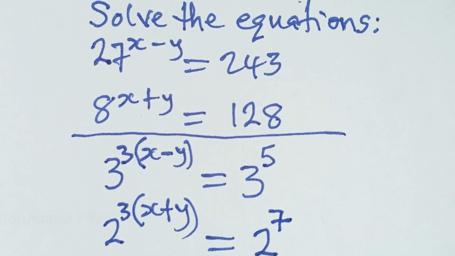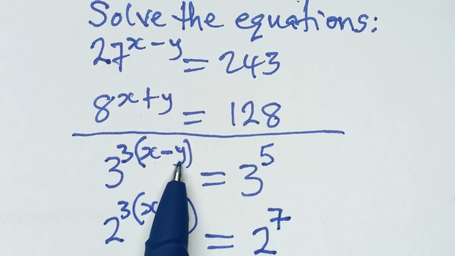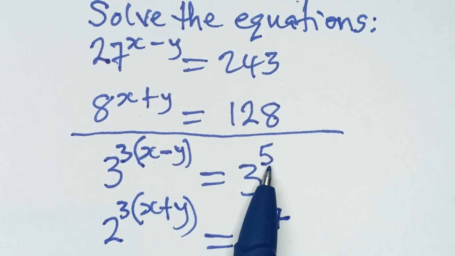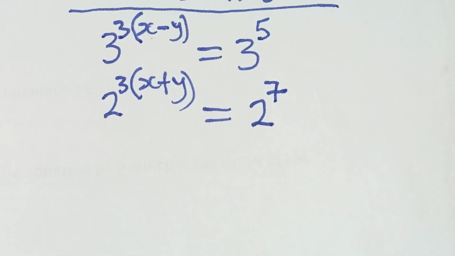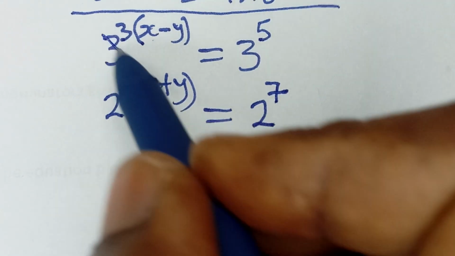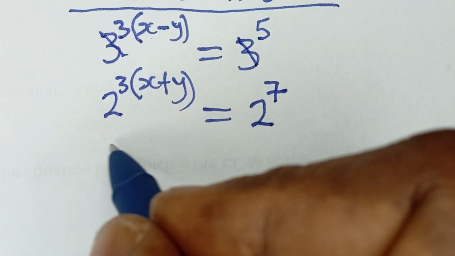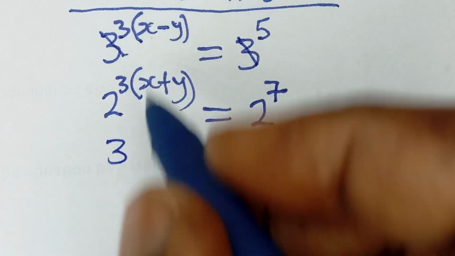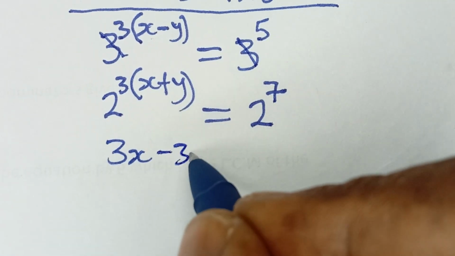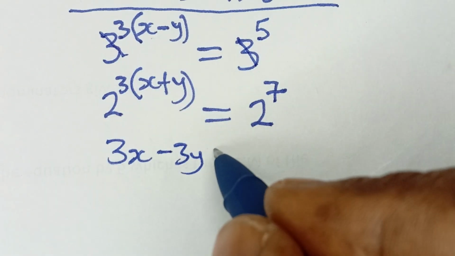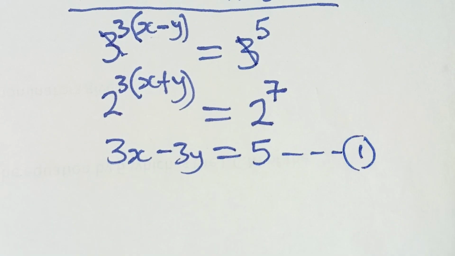So now that we have these simplified forms, we can now expand this bracket and also equate it to this bracket. Because these two bases are the same, once the bases are the same, we equate the powers. It means that the powers are also the same. So we can now have 3 multiplied by x, which is 3x, 3 multiplied by negative y, which is negative 3y, because the powers are multiplying, and that will be equal to 5. We can call this equation 1.